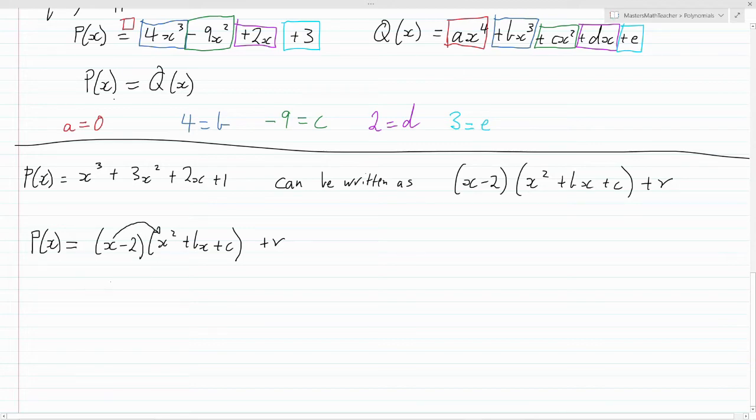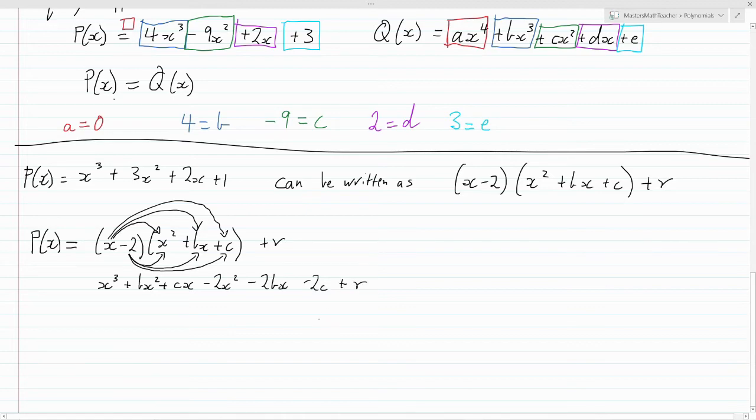So x times x squared, x cubed. x times bx is bx squared. x times c is cx. Now we look at our negative 2. Negative 2 times x squared is negative 2x squared. Negative 2 times bx is negative 2bx. And negative 2 times c is negative 2c. And we still have our little r out the back. It was not in the brackets, so we didn't expand it.